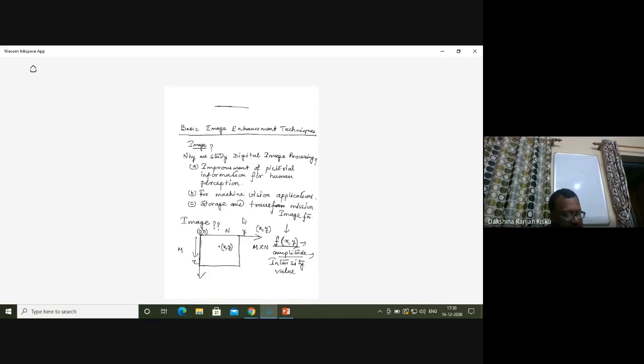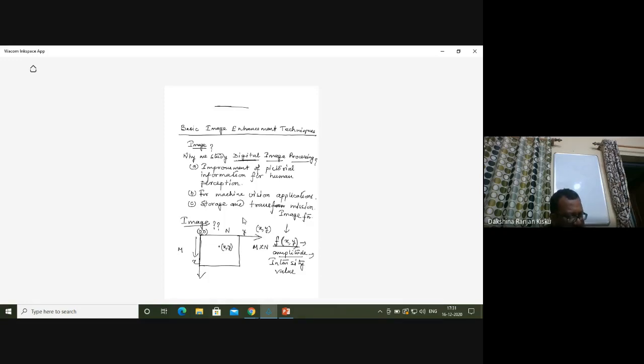Now when we represent an image on a digital computer, the number of intensity values should be finite. Infinite number of intensity values cannot be represented on a digital computer. In digital image processing, digital means all the image processing operations will be performed on a digital computer, whatever the pre-processing or improvement of pictorial information is done only on the digital computer.